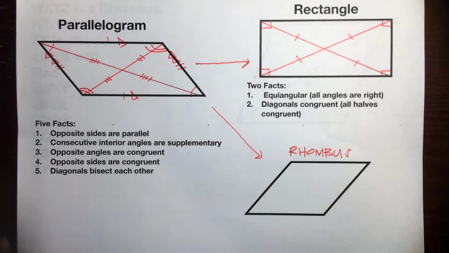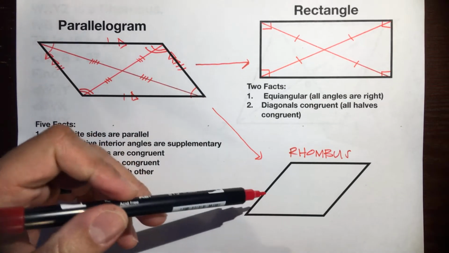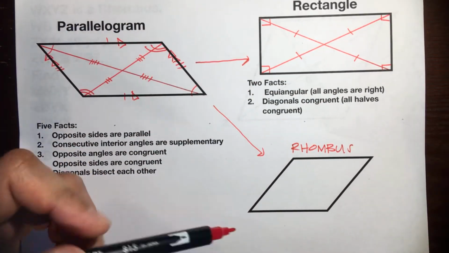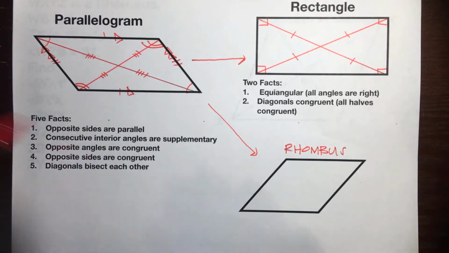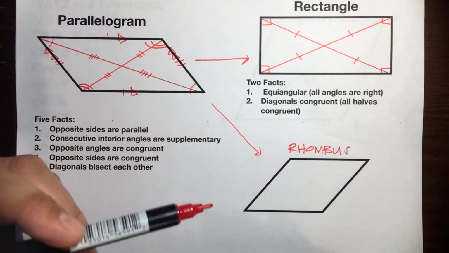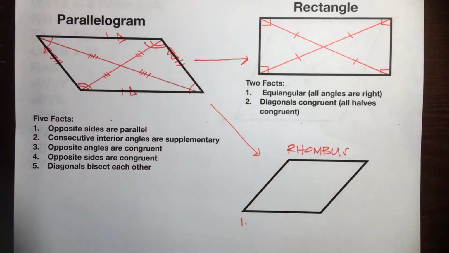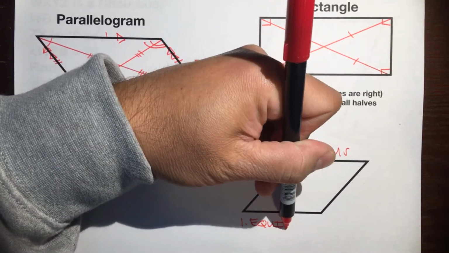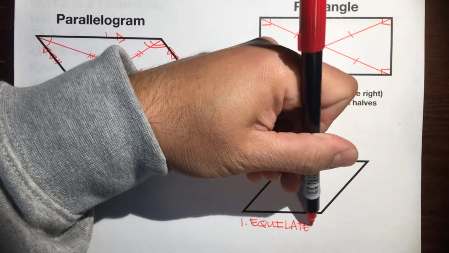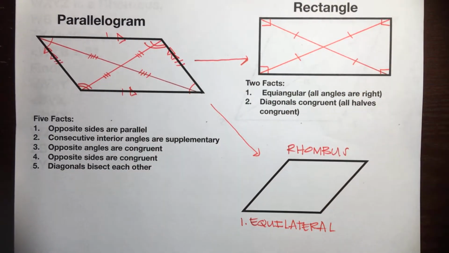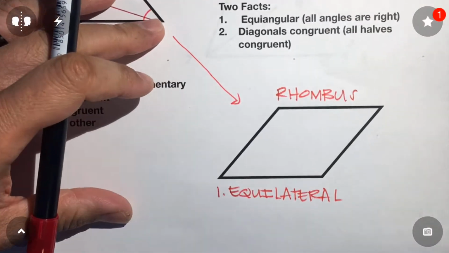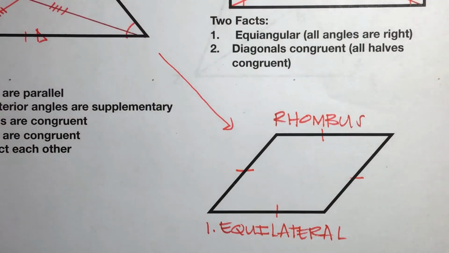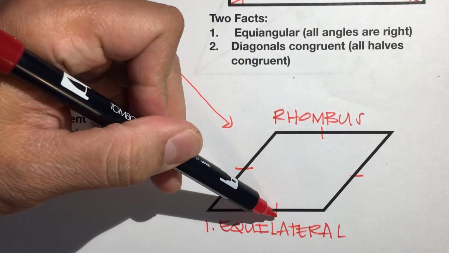But what makes a rhombus special? What makes him unique and not just a regular old parallelogram and not his sibling, the rectangle? So a rhombus is not a rectangle, so it's not equiangular, but a rhombus is equilateral. And if you remember what equilateral means, that means all sides are congruent. So we can put a tick mark here, here, here, and here. So if this side was 5, then this side would be 5, this side would be 5, this side would be 5.